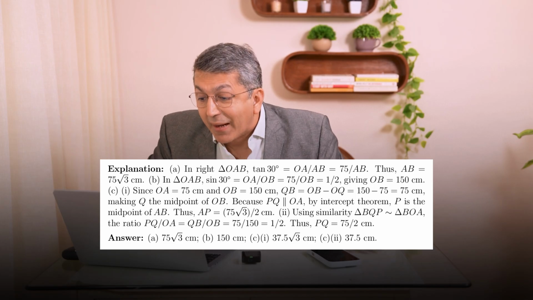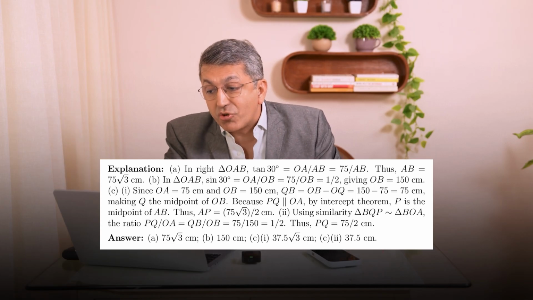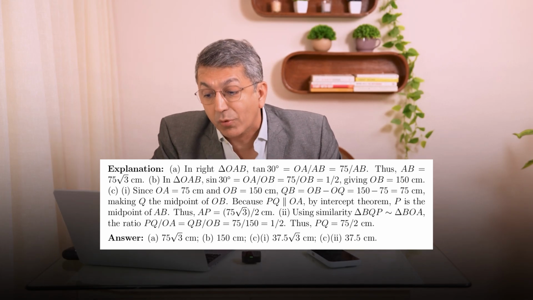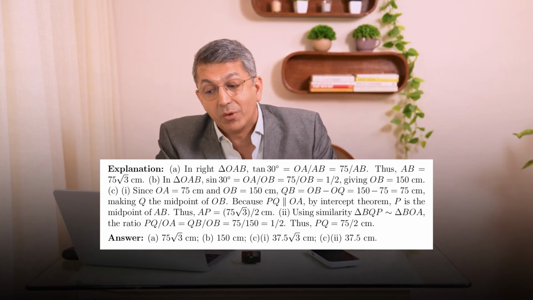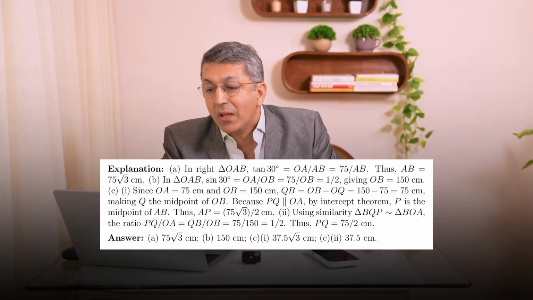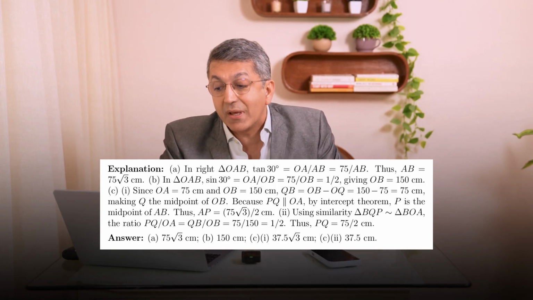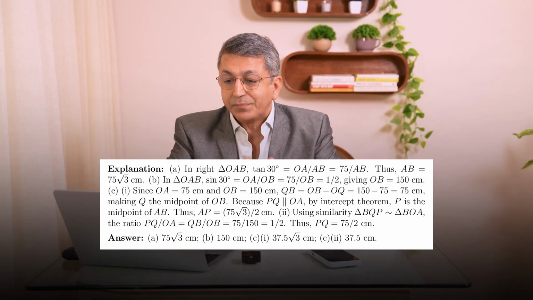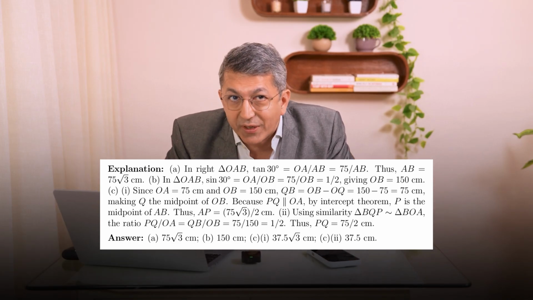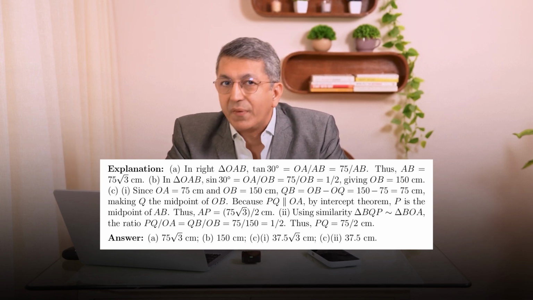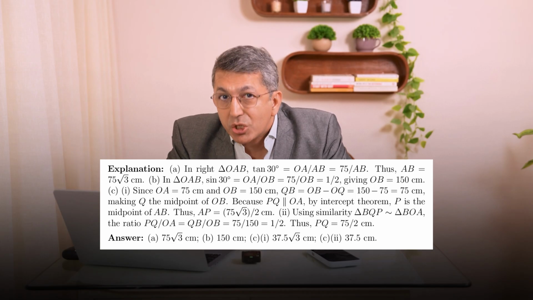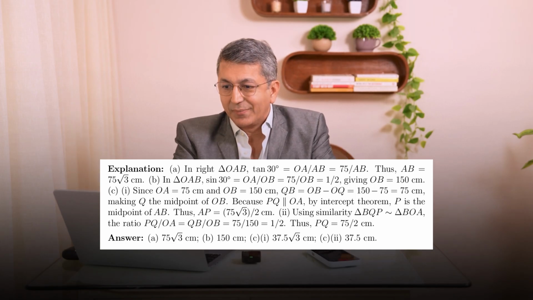2. Using similarity, triangle BQP is similar to triangle BOA. The ratio PQ divided by OA is equal to QB divided by OB, which is equal to 75 divided by 150, which is equal to 1 divided by 2. Thus, PQ is equal to 75 divided by 2 centimeters. Answer: A, 75 square root of 3 centimeters. B, 150 centimeters. C1, 37.5 square root of 3 centimeters.